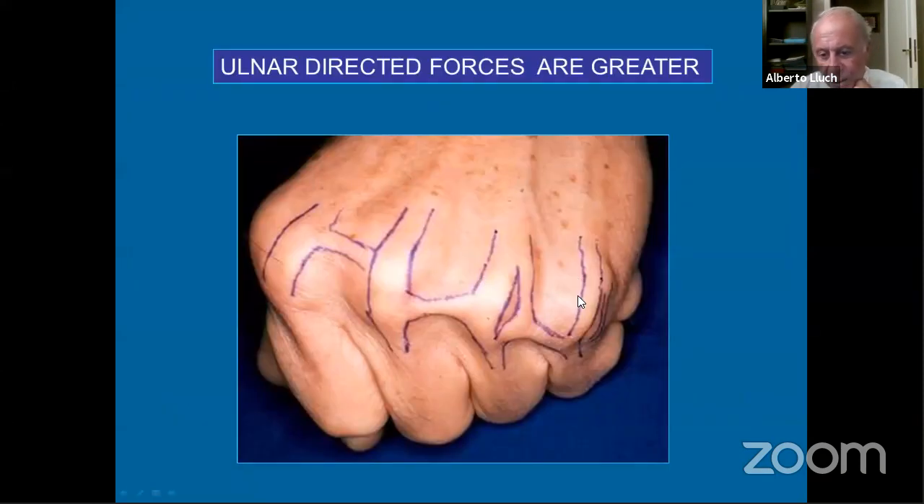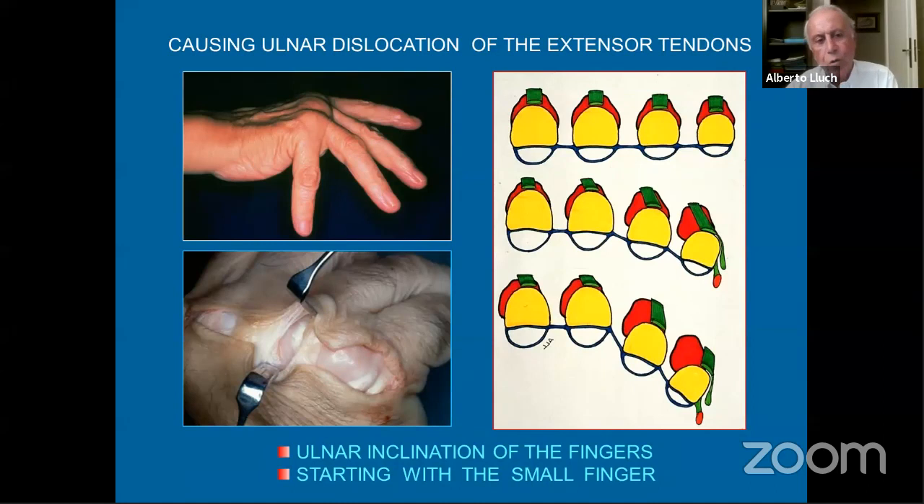Ulnar directed forces are always greater, and that's why there is always ulnar subluxation of the extensor tendon. Even in traumatic cases, you will always see it; very rarely will it be on the radial side. It's almost always on the ulnar side.